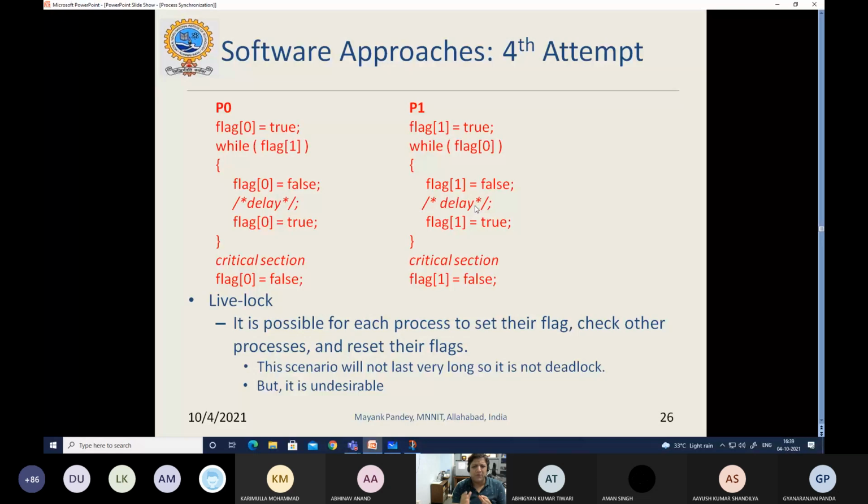Fine. It is possible for each process to set their flag, check the other process, reset their flag, wait for the delay, again set their flag, again reset their flag. This scenario will not last very long. So in any case, it is not a deadlock. Deadlock means there is no way forward. But still, this is undesirable. So in this solution, everything is fine, but there is a possibility of a live lock. Is it okay to everybody?